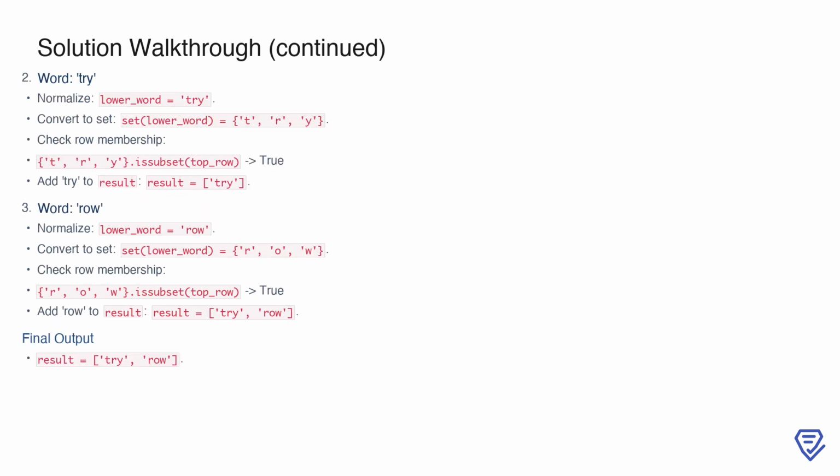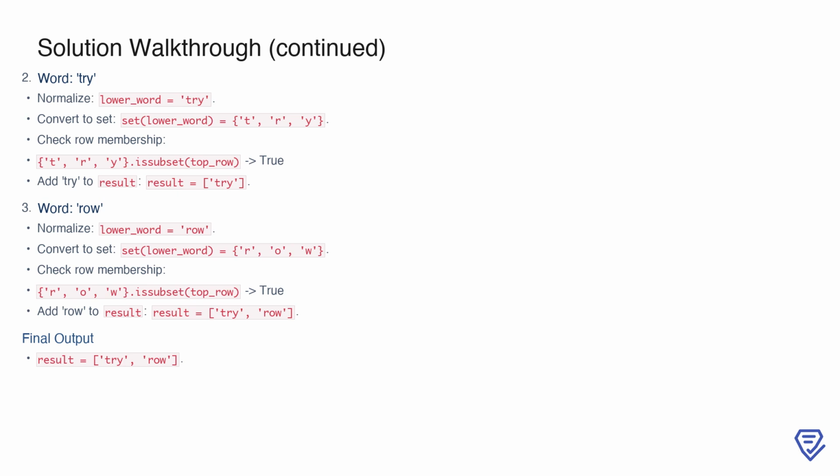For the word try, we normalize it to lowercase, resulting in try, and convert it into the set {t, r, y}. When we check row membership, we find that this set is a subset of the top row, meaning all the letters in try can be typed using the top row. As a result, we add try to the result list, which now contains try.